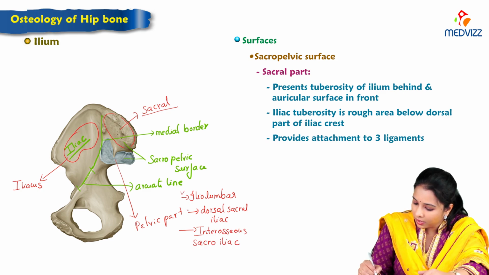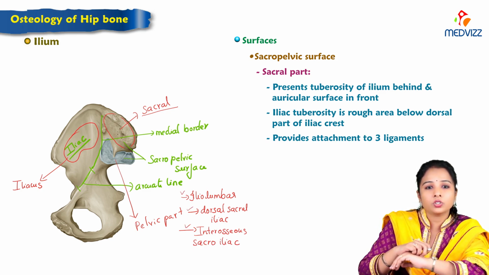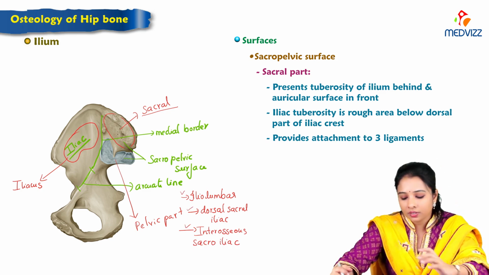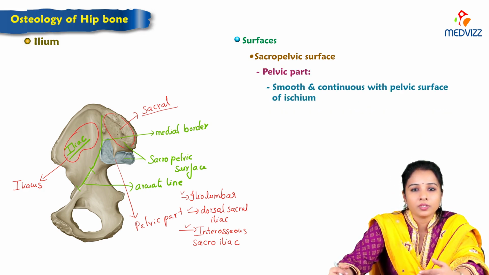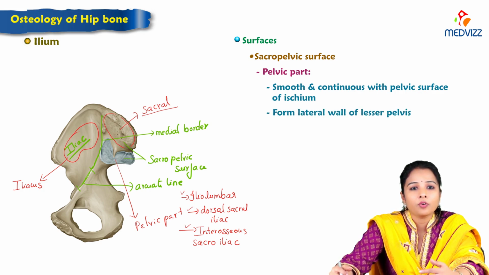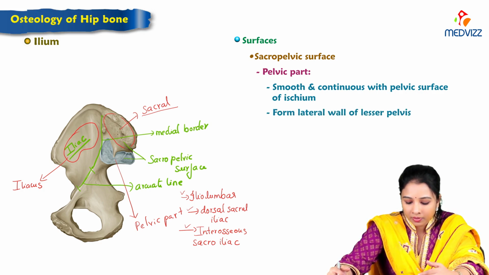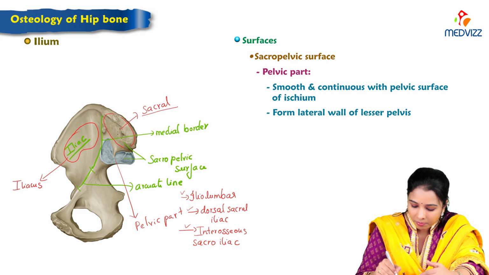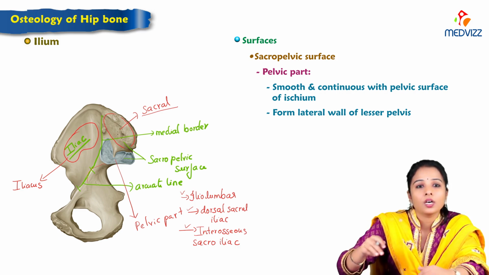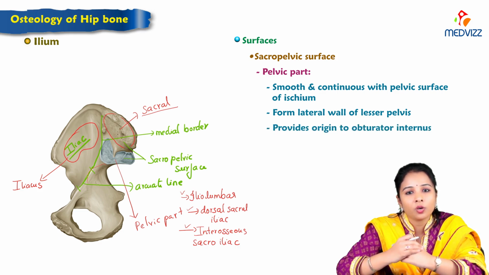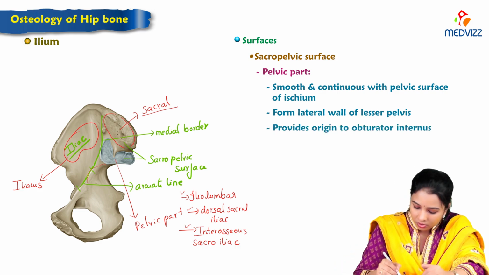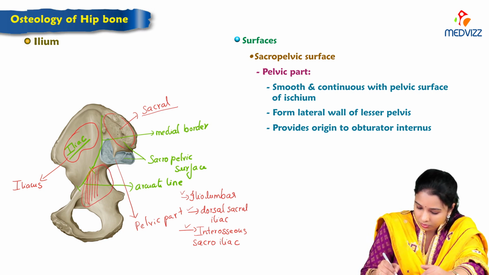So these are the three ligaments which get attached to the sacral part, that is the rough part. Then the pelvic part is smooth and continuous with the pelvic surface of the ischium and forms the lateral wall of the lesser pelvis. So this is the pelvic part, which is smooth, and most of this surface provides origin to obturator internus muscle.